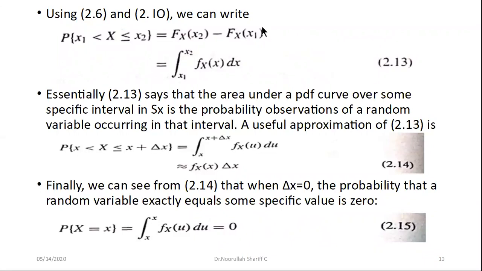Okay. So finally, we can see from 2.14 that when del x is equal to 0, the probability that a random variable exactly equals some specific value is 0. That means if I write here P of x less than or equal to X less than or equal to x, then that means capital X equal to small x. So both the limits are just the same, and at that time this value turns out to be 0.